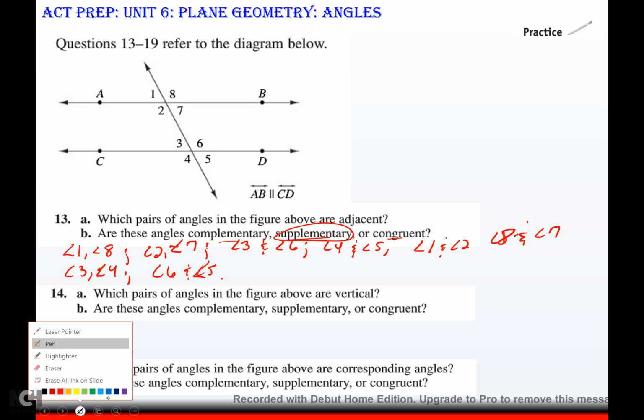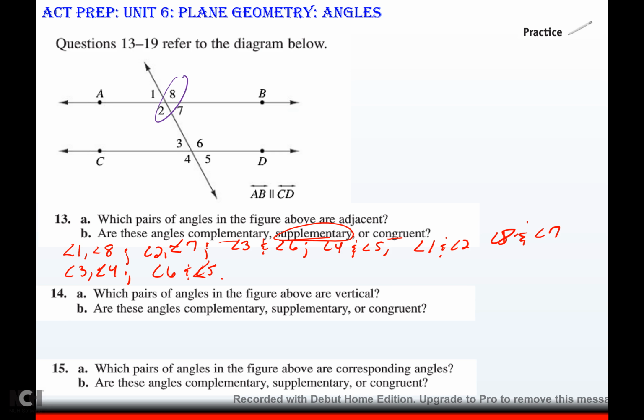Okay? 14. Which pairs of angles in the figure above are vertical? Vertical means they're diagonal to each other. Well, there's angle 2 and angle 8. There's angle 1 and angle 7. There's angle 6 and angle 4. And there's angle 3 and angle 5. Okay, are these angles complementary, supplementary, or congruent? According to our rules, vertical angles are equal, and the fancy word for equal is congruent.